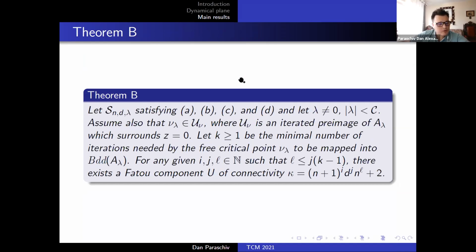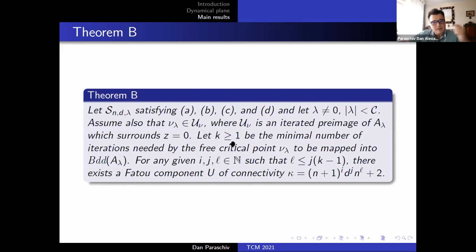Let's move on to Theorem B. While Theorem A has described the general form of all the possible achievable connectivities, Theorem B says that for any given parameter, these connectivities are certainly achieved. Let's go into details. Let S and D lambda satisfy all the necessary conditions. Let the modulus of lambda be small enough. Assume that the critical point lies in a preimage which surrounds z equal to 0, and let k be as before.